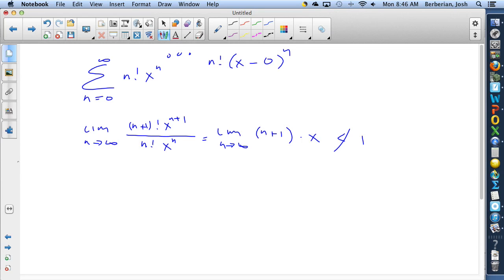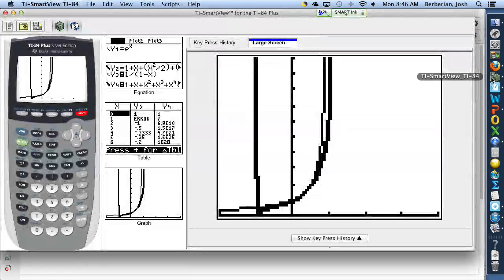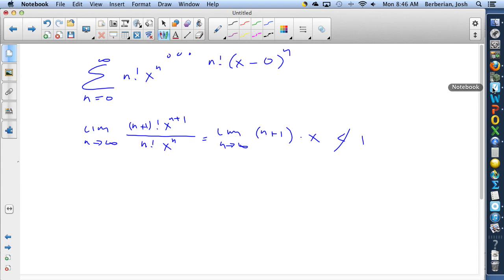So going back to this one, this was centered at 0. Notice this power series did a great job at approximating not just at the center, but also to the left and to the right.